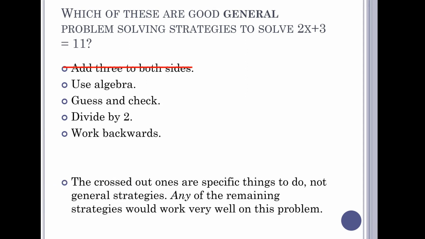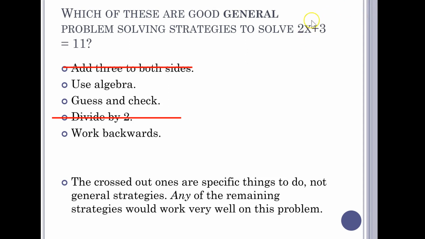Okay, let's cross this one out because it's too specific. It's not a general strategy. What else should we cross out that's too specific, not general? That one. Right? So we can use algebra, we can guess and check to find the answer.